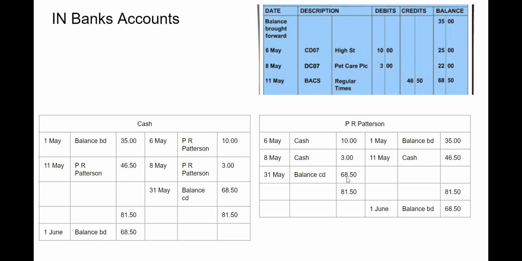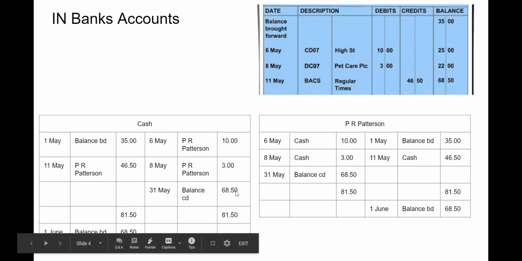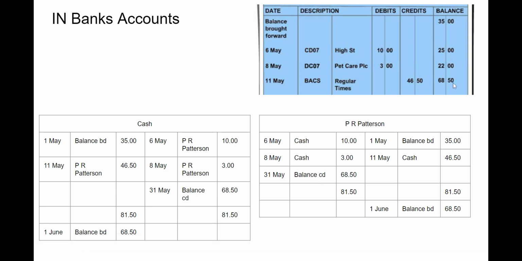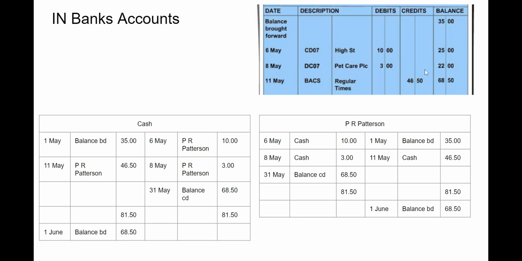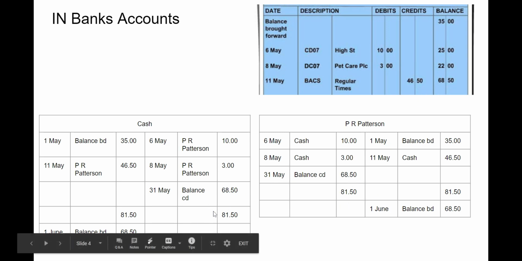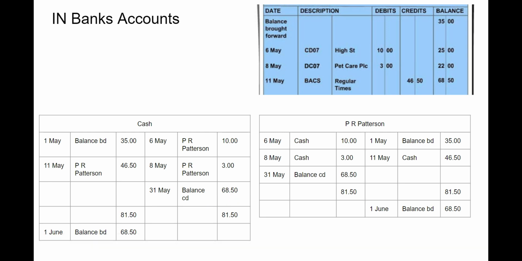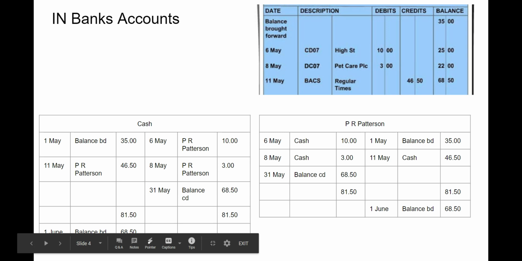But what it will also do is increase the liability of owing money to Patterson. Okay, and then they work out the closing balance, £68.50. Exactly the same balance on Patterson's account as on the bank statement. And in this case, also in their cash account. So I assumed this is a very strange bank, and this bank only has one customer who deposits and takes cash out, and therefore the cash balance is £68.50.